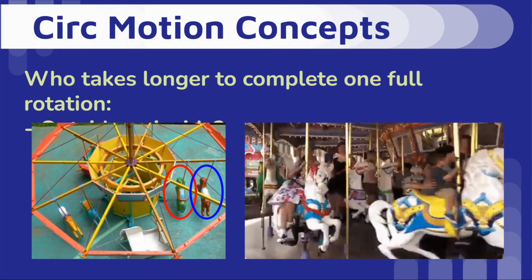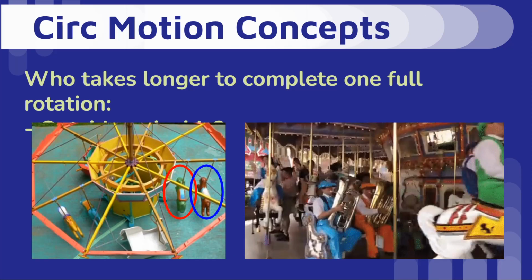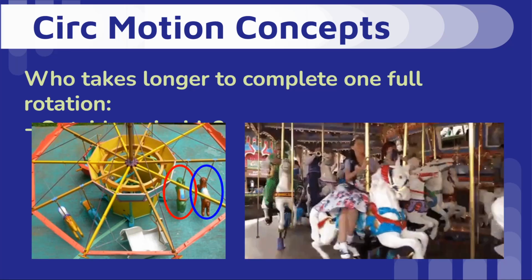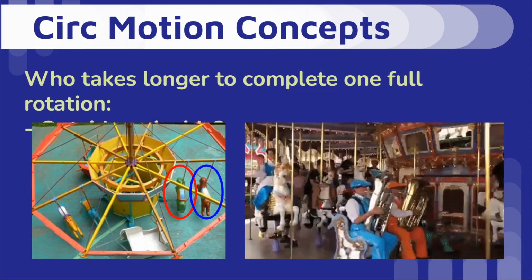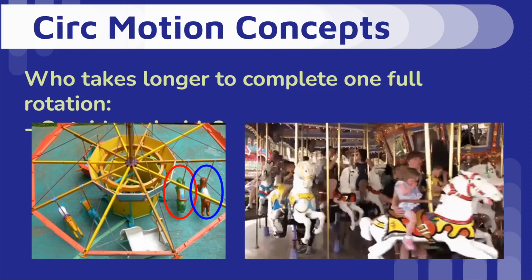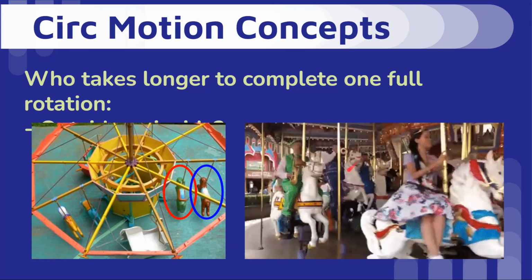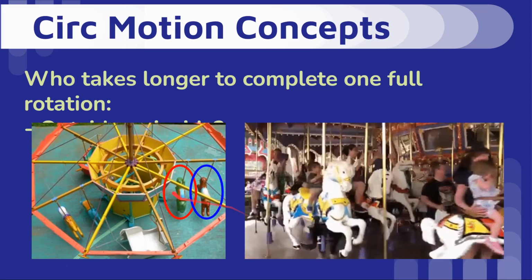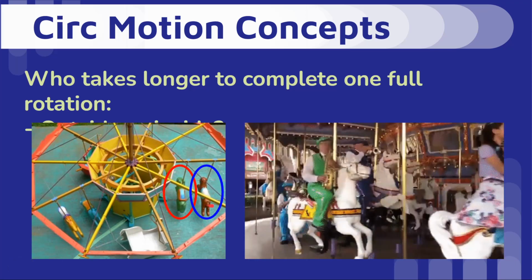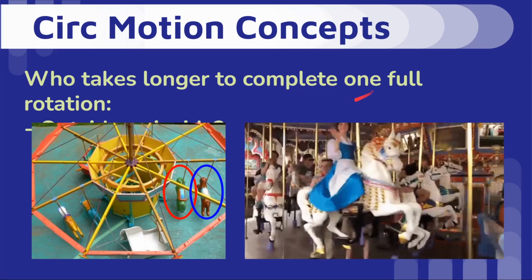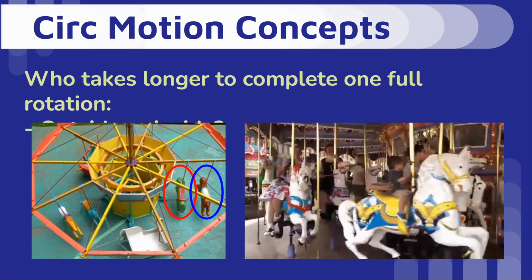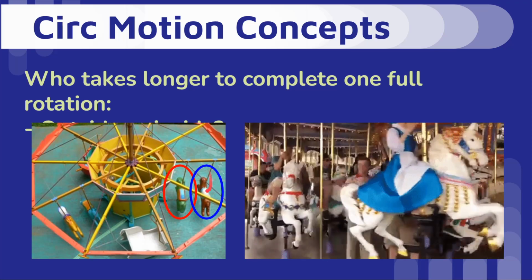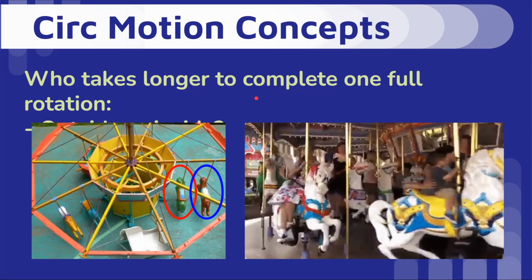Okay, so here's something we didn't talk about yesterday, but something to think about. This is a carousel, merry-go-round, whatever you want to call it. And they're typically, this one in the image looks like four horses wide. If you look at this one with the overhead view so you can see them better, it says: who takes longer to complete one full rotation? We have this green horse that's circled in red and this one's circled in blue, but which one would take longer to make one lap?